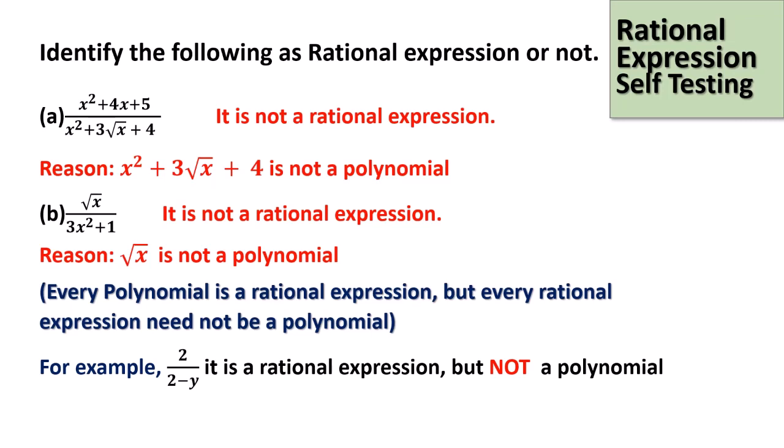Now listen carefully to the following statement. Every polynomial is a rational expression, but every rational expression need not be a polynomial. I repeat again, every polynomial is a rational expression, but every rational expression need not be a polynomial. For example, 2 upon 2 minus y is a rational expression but not a polynomial.